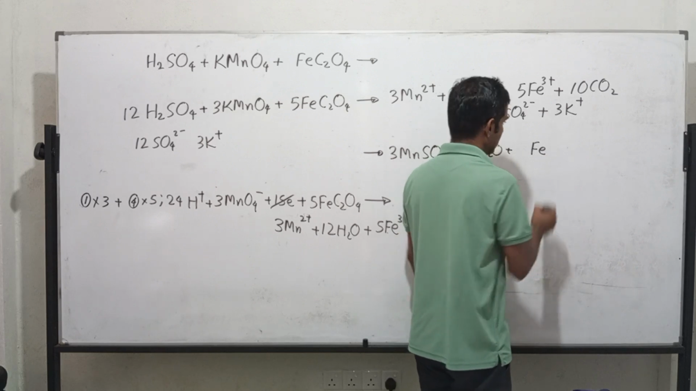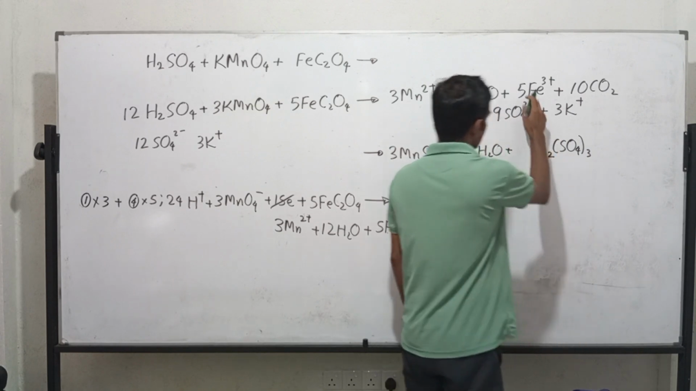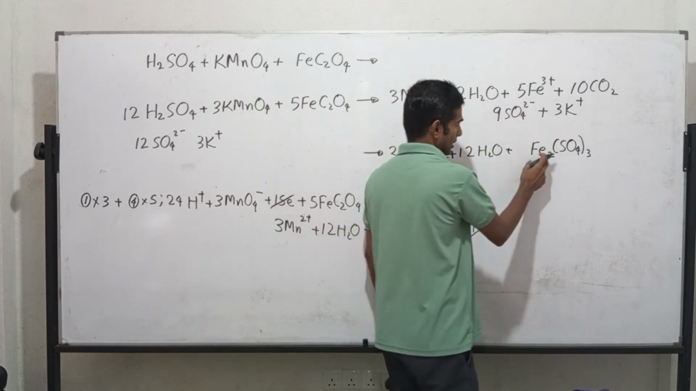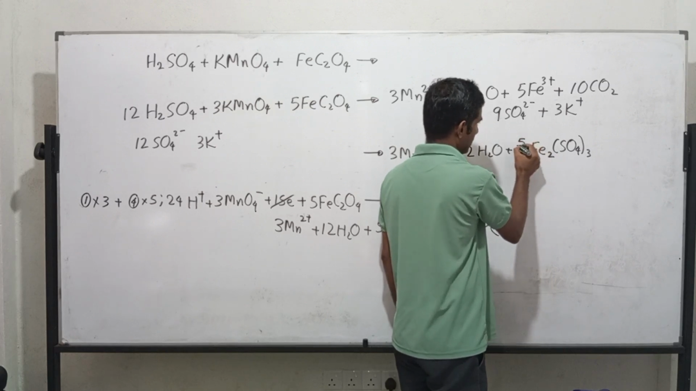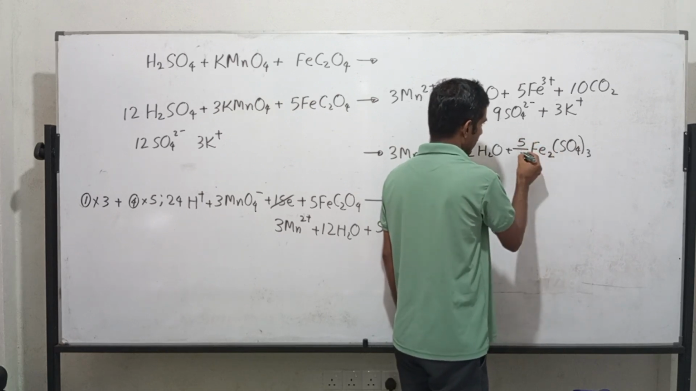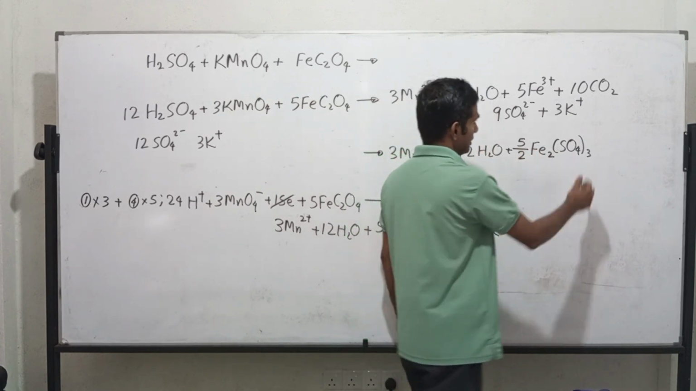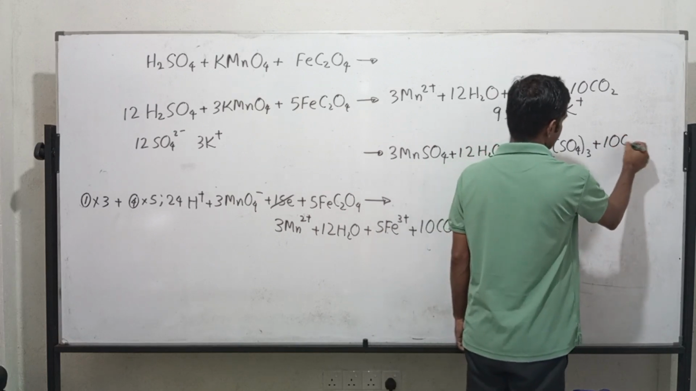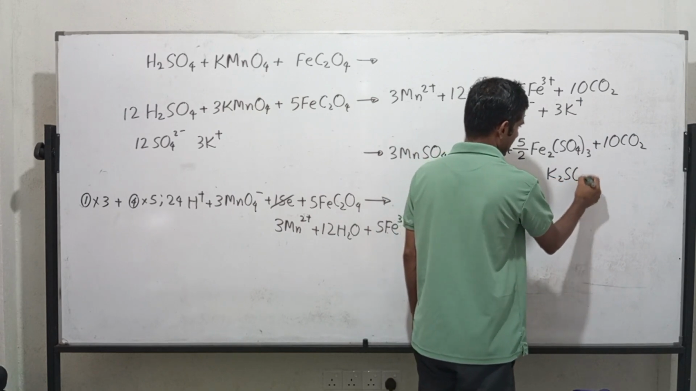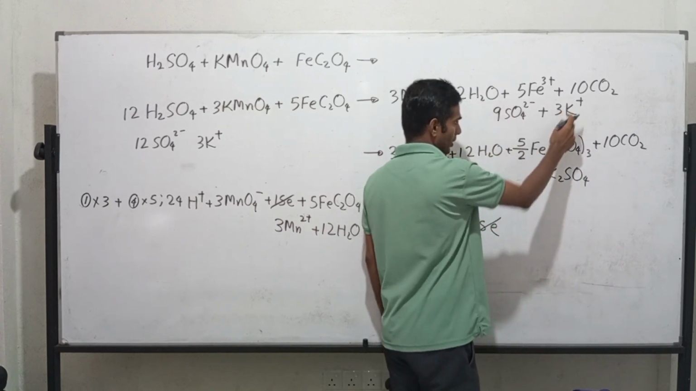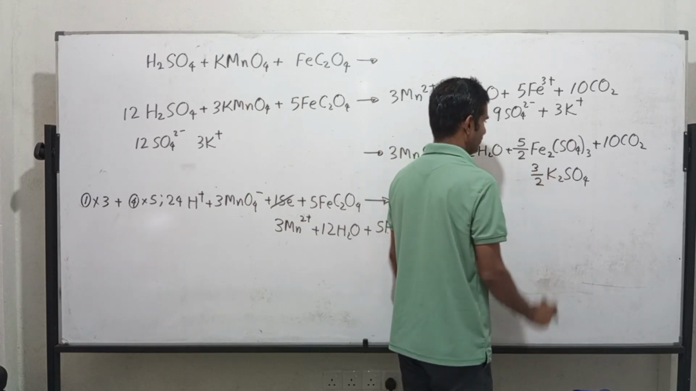What is the formula of ferric sulfate? Fe2(SO4)3. We need 5 ferric ions. There are 2 ferric ions. Therefore, we need to multiply ferric sulfate by 5/2. Then 10 carbon dioxide molecules. 3 potassium ions. Product is potassium sulfate. To get 3 potassium ions, we need to multiply potassium sulfate by 3/2.